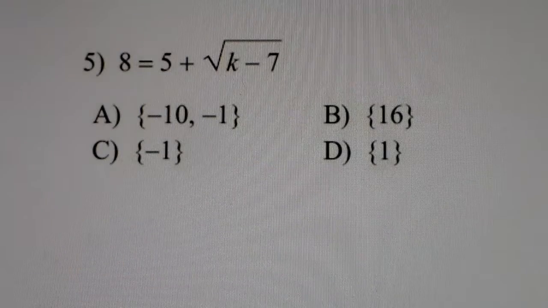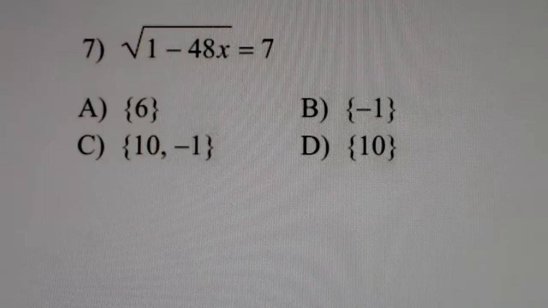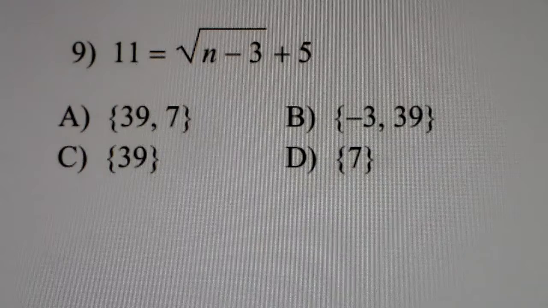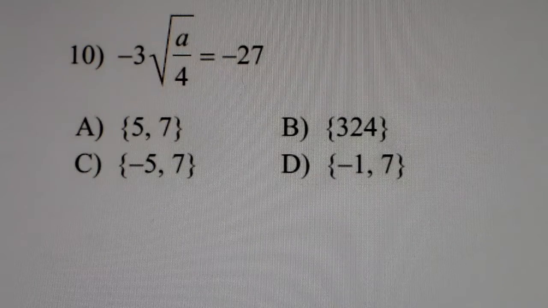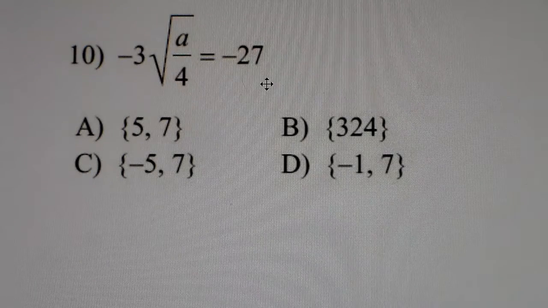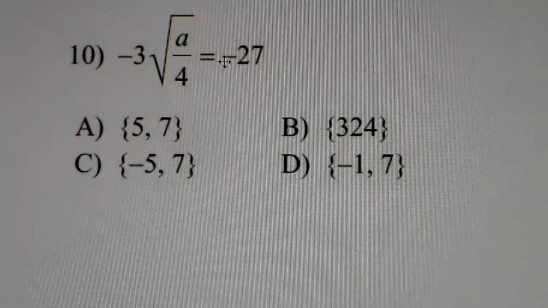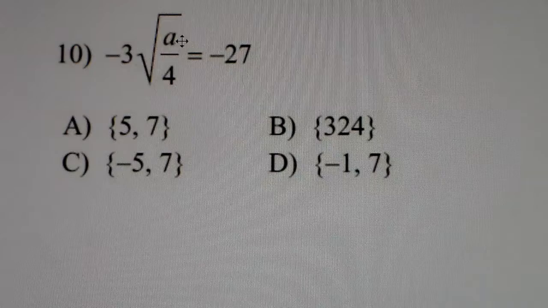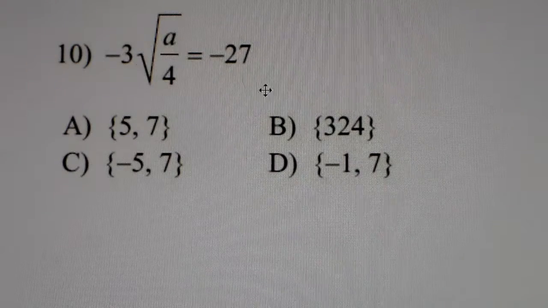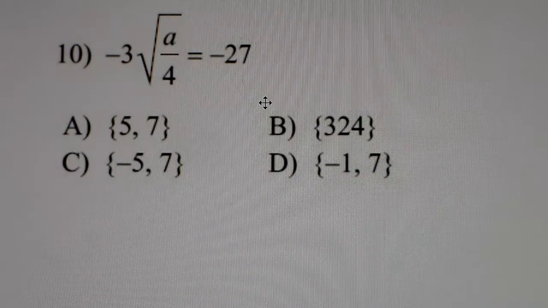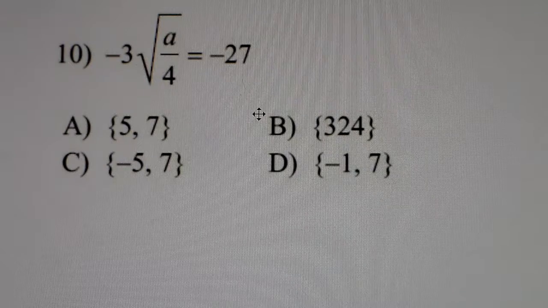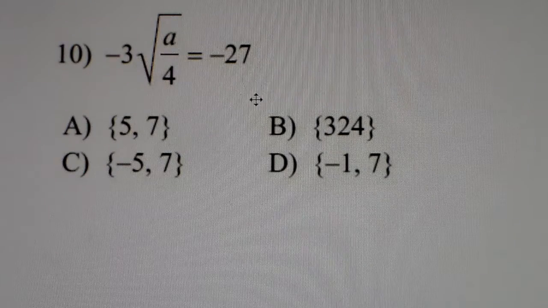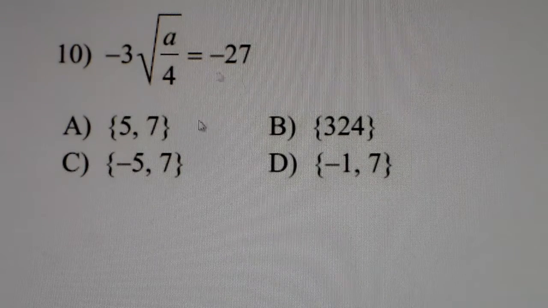Let's see if we can do one more here. Number 10 is tough. Let's talk about number 10, because we have a fraction in there. Fractions are always tough. And we also have a negative 3 times that radical. The inverse operation of negative 3 times is dividing by negative 3. So we're going to divide both sides by negative 3.